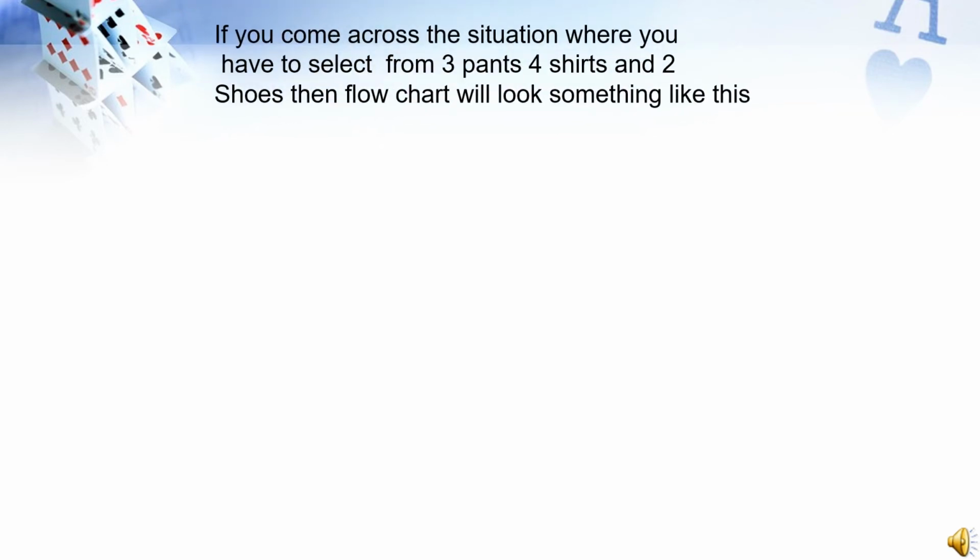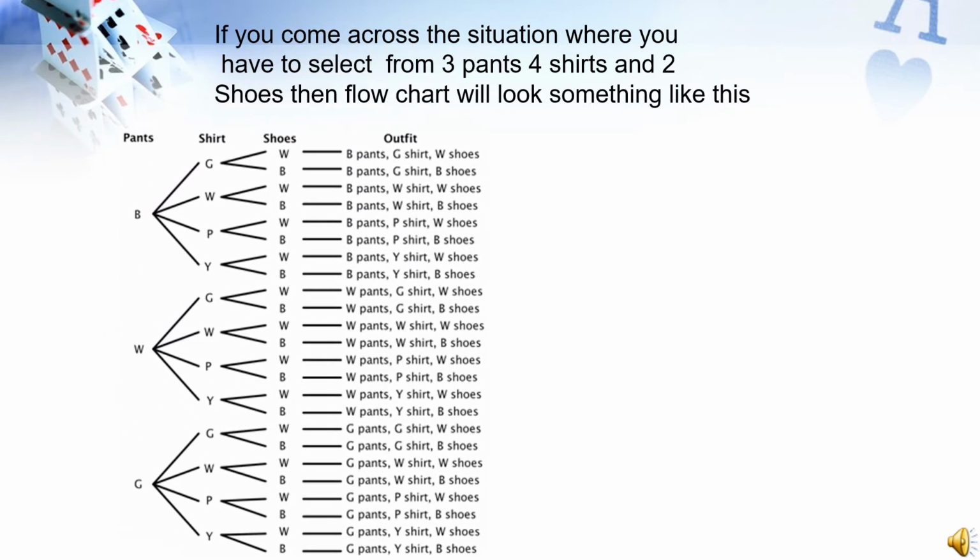Now let us take one more example where we have to select from 3 pants, 4 shirts and 2 shoes. Then our flow chart will look something like this. If you observe here again, 3 pants are there, 4 shirts are there and 2 shoes. If you multiply 3 pants, 4 shirts, 2 shoes, you will get 24, and in this flow chart also you can see 24 options are there.